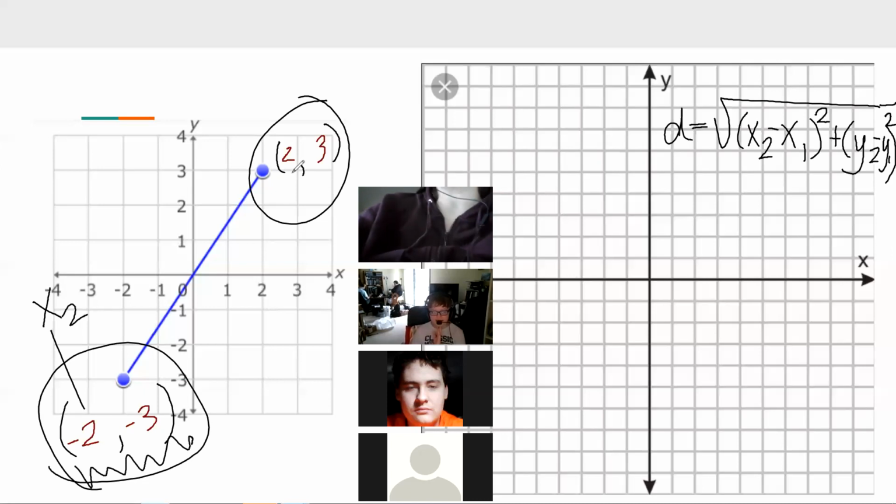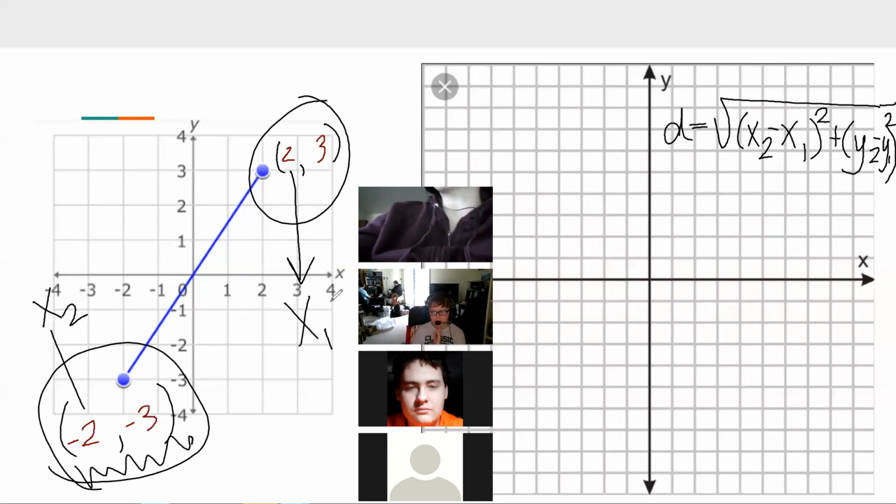Could we have called the 2 x2? Could we have done that? Yeah, we totally could have. Doesn't matter. But we have chosen this guy as x2, so that means this +2 is going to be x1.